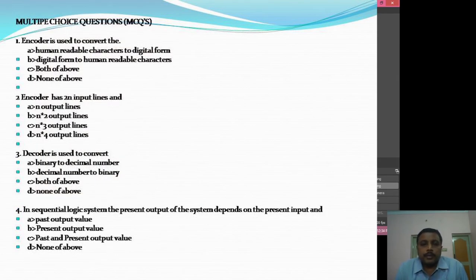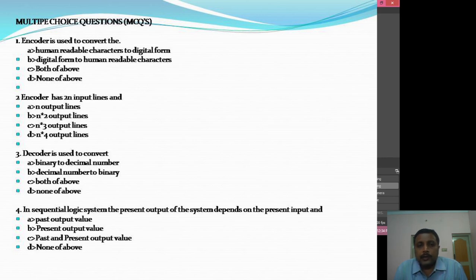So we have framed some multiple choice questions. I will read through them and provide the answers. Encoder is used to convert: human readable characters to digital form, digital form to human readable characters, both of the above, none of the above. As I discussed in earlier slides, an encoder is used to convert human readable characters to digital form. The answer is A.